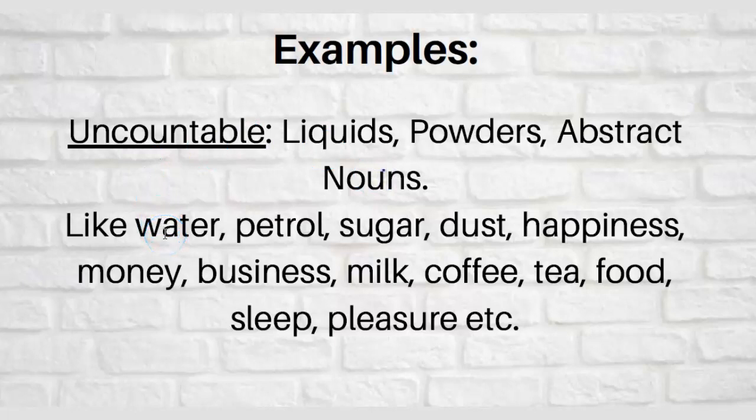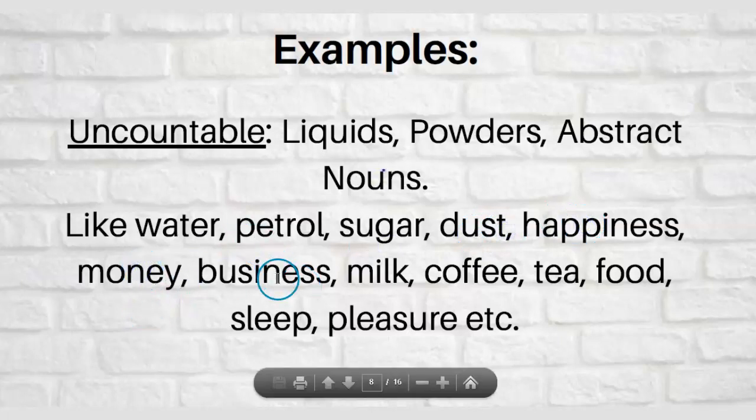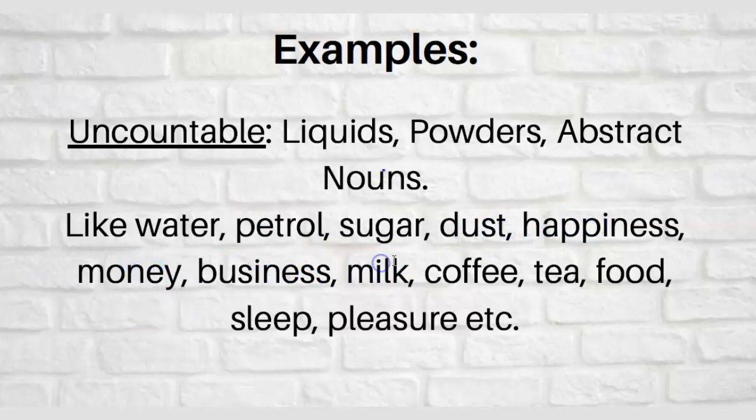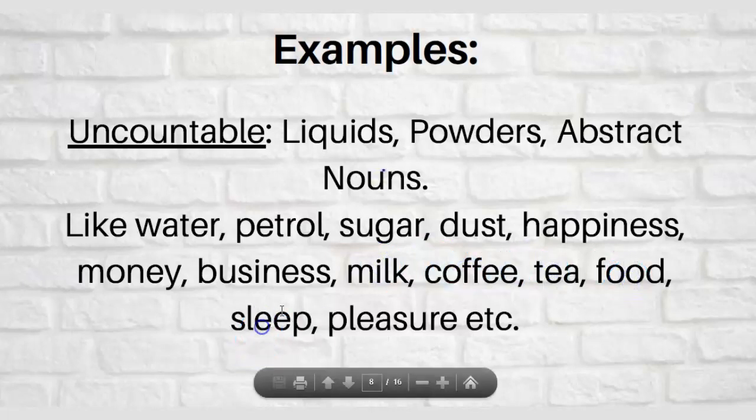So examples are water, petrol, sugar, dust, happiness, money, business, milk, coffee, tea, food, sleep, pleasure, etc. So etc. then, because again the English language has a lot more uncountable nouns, so I have put an etc. at the end.